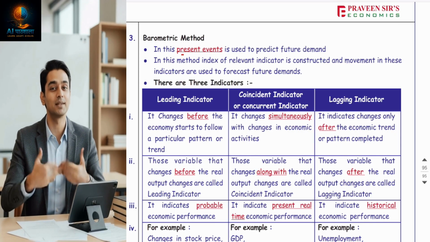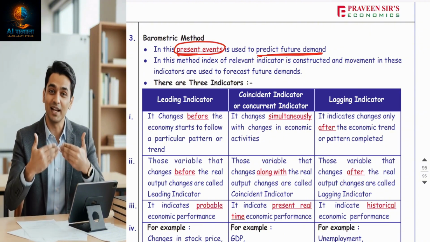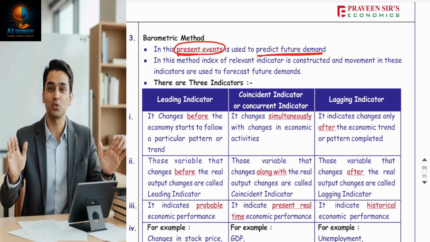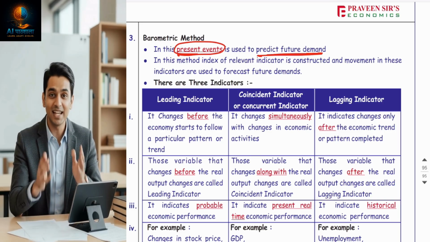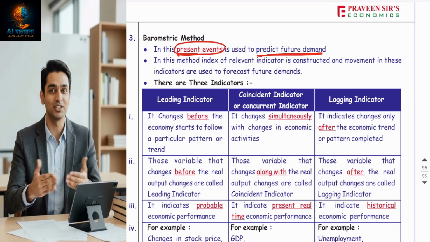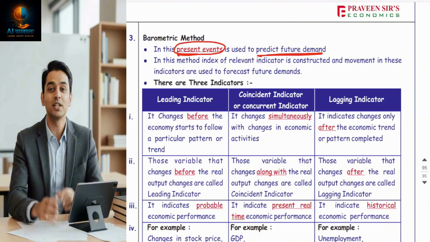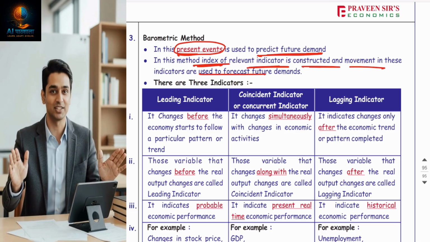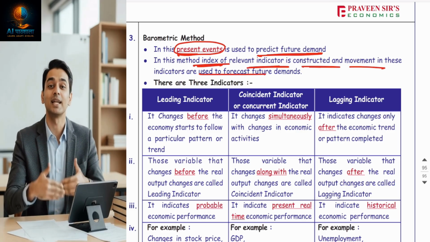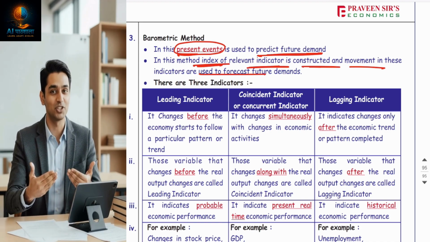Guys, the barometric method means analyzing present events by collecting data and understanding future demands. So if you can understand the future demands, you can avoid the negative cycle from coming up, that is contractions. Because prior to it coming, we, the government, can take precautionary actions. So it is an index or relevant indicator constructed to understand the movement and forecast future demands. Accordingly, we will be one step ahead to avoid or reduce the negative impacts of the business cycle, and gain the positive impacts of the business cycle.